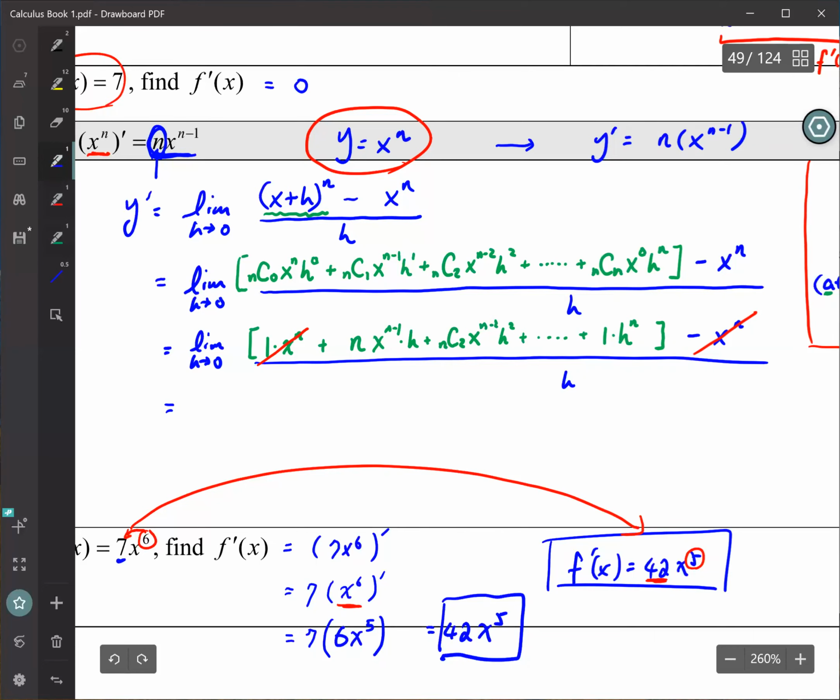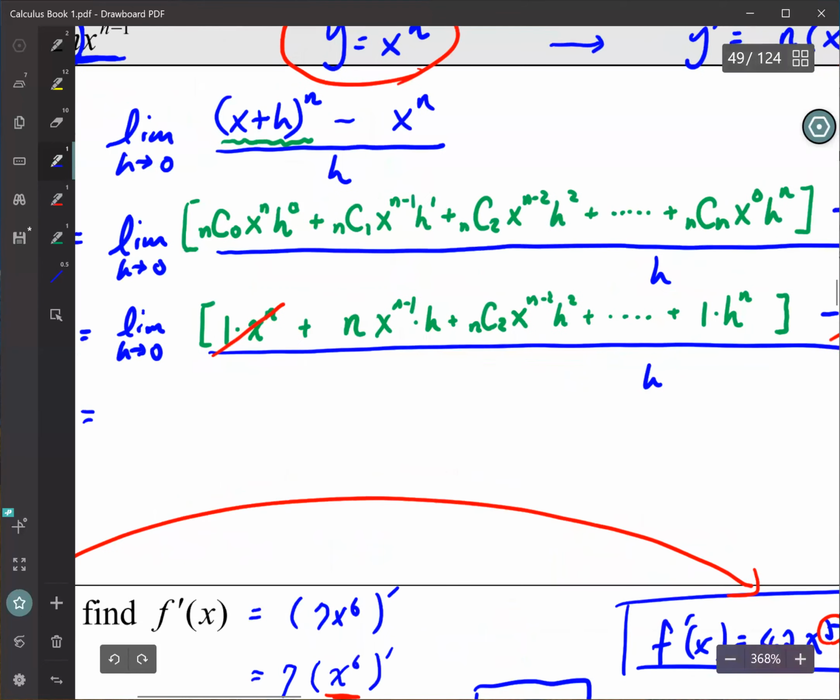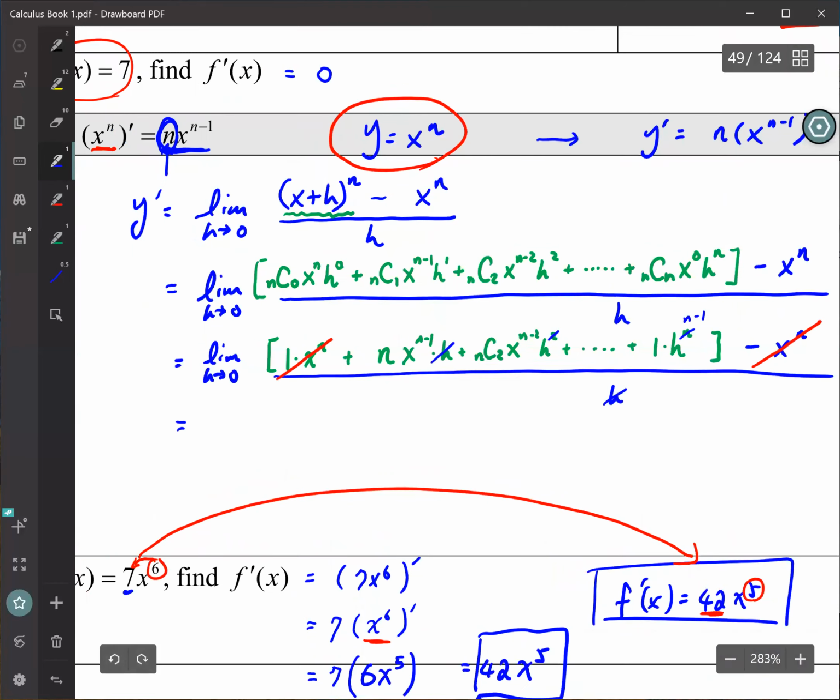Each of the terms, divide by h, right? H divided by h, h squared divided by h. This one will become n minus 1. Any questions so far? It's the same as you factor the h out and cancel the bottom, right? Or I can just divide each term by the h in the denominator.